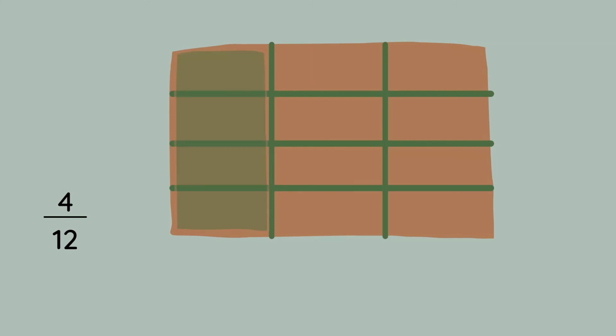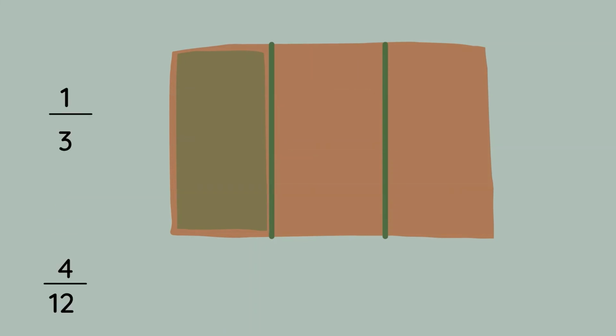If I leave the shading there and just take away the horizontal lines, I've changed the fraction to 1/3, but it's still the same amount of chocolate. That means that 4/12 and 1/3 are the same amount of chocolate. They're equal. The same amount of chocolate, but we call them by different numbers because you can cut up the chocolate or maybe it breaks, but it's still the same amount. The math name for this is equivalent.